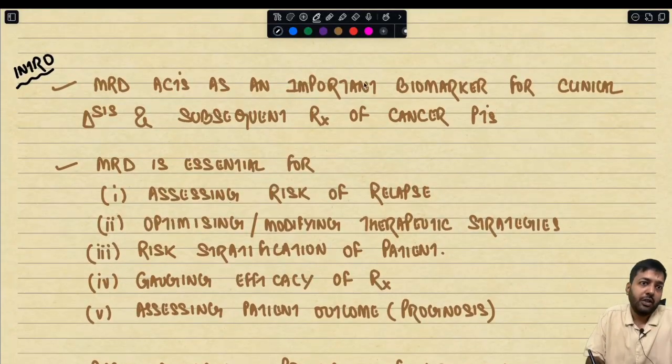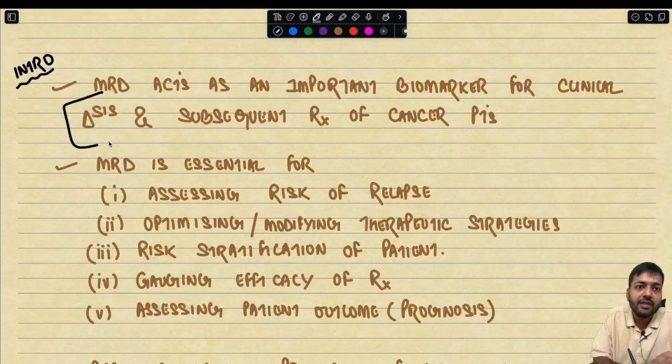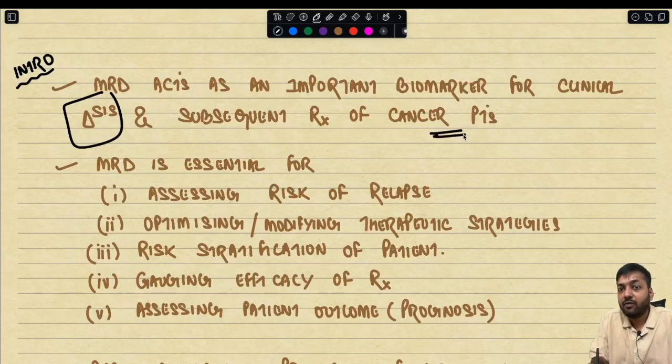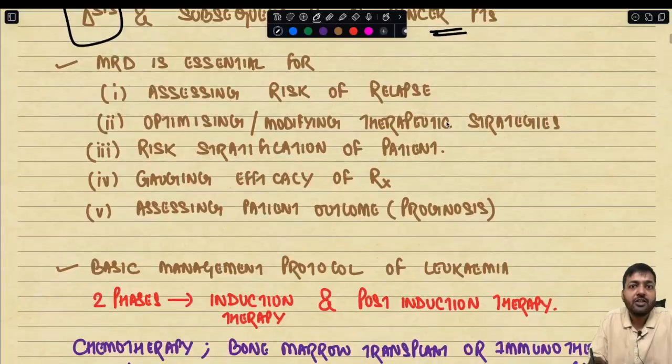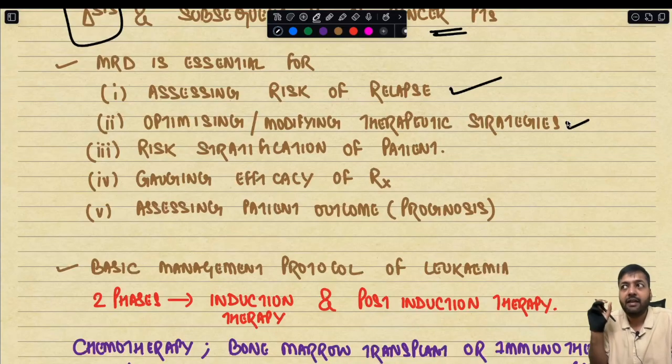Coming to the introduction, MRD acts as an important biomarker for clinical diagnosis and subsequent treatment of cancer patients. It is essential for assessing the risk of relapse and optimizing or modifying therapeutic strategies. Suppose after a person has received a treatment you have measured the MRD, and they are MRD positive, so you have to either intensify or change your treatment strategy so as to obtain a relevant clinical outcome. Okay, risk stratification of patients.